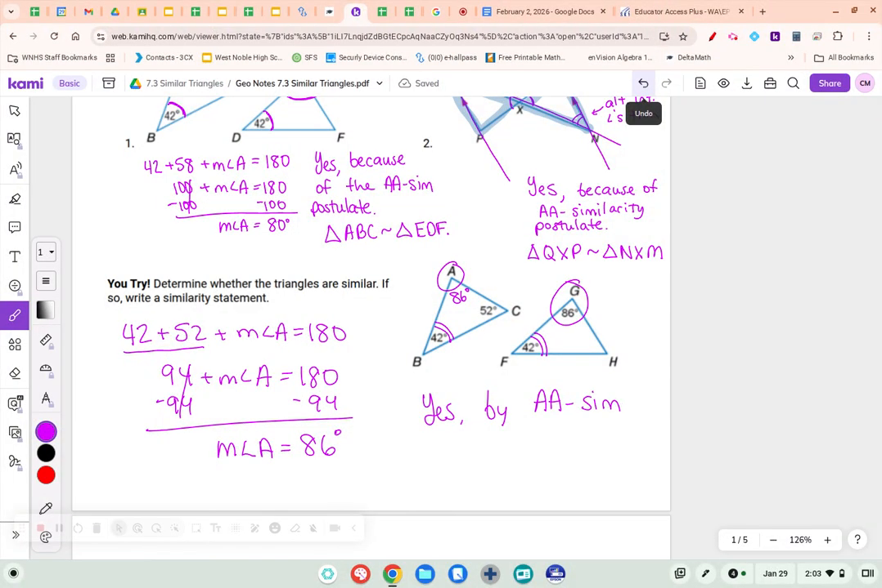You can just say yes by angle, angle, sim, and we need to write our similarity statement. So I'm going to do triangle A, B, C is similar to triangle, make them match, G, F, H.